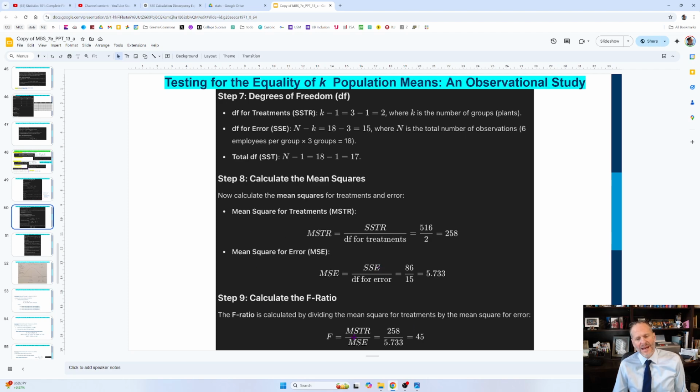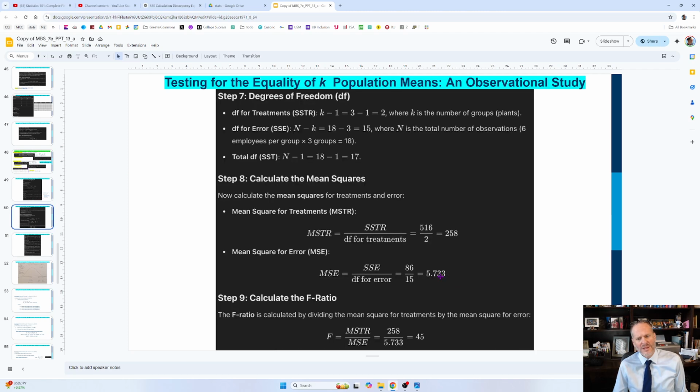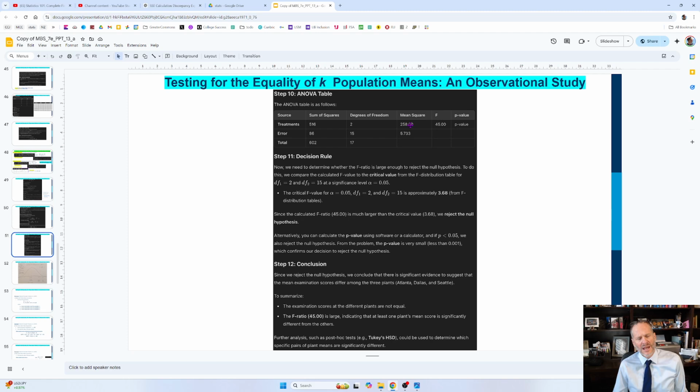So then you calculate the F ratio, which is this, and they get that for an F ratio. And then they have their analysis of all that, and they put together their ANOVA table. That is all going to be slightly different than what the book comes up with. So let's take a look at how the book does it, and then we'll come back and compare it to the F value that was come up with from the MSTR, which is this, and the MSE, which is that. So MSE is 5.733, and MSTR is 258.